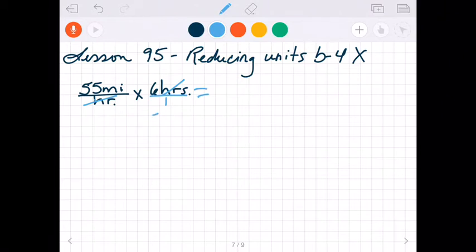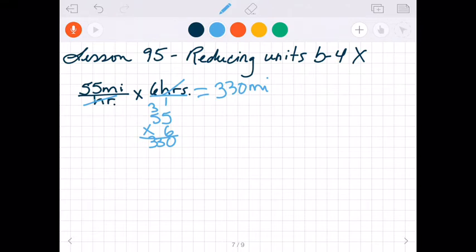Well, let's just write that out to the side. 55 times 6. We know that 6 times 5 is 30. 6 times 5 is 30 plus 3 is 33. So 55 miles times 6 hours equals 330 miles. And it makes sense, right? If you're traveling in the car for 6 hours and you're driving at 55 miles per hour, you would be able to cover a lot of ground, right? You can go 300 miles. It's a good ways. Of course, we tend to travel faster than that nowadays.